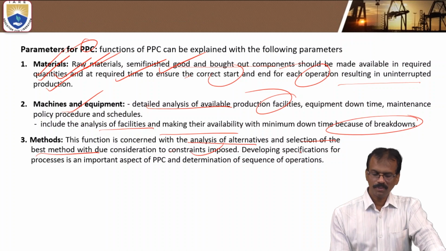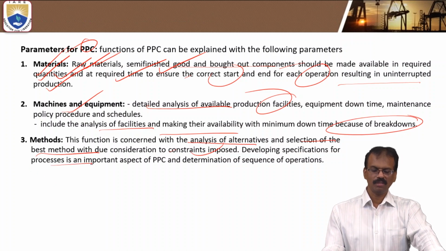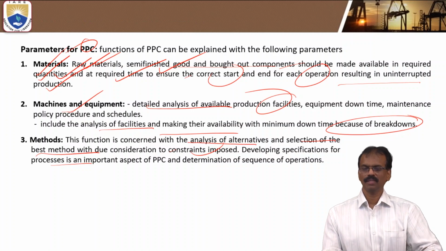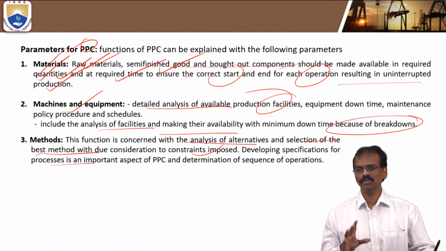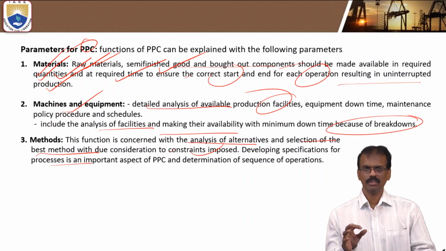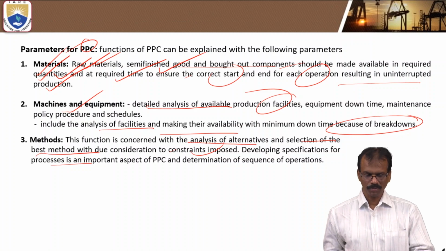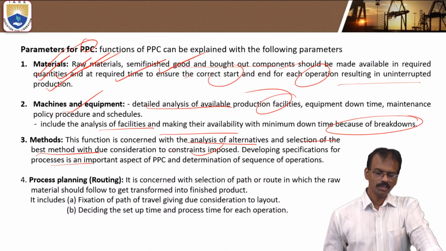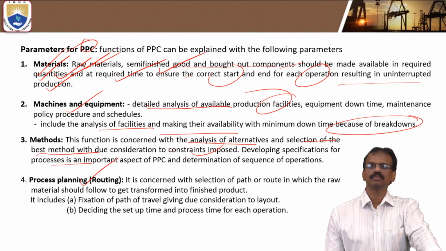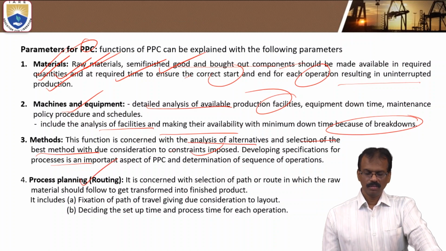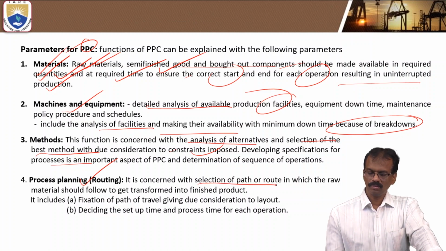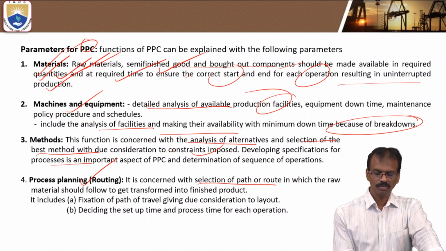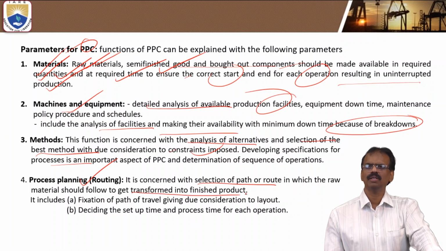Next, developing specifications for the processes is an important aspect of PPC also. Okay, so identification of the sequence of operations and the best methods for those operations is very important. So next one is the process planning, routing: selection of the path or route which raw material should follow to get transformed into the final product.